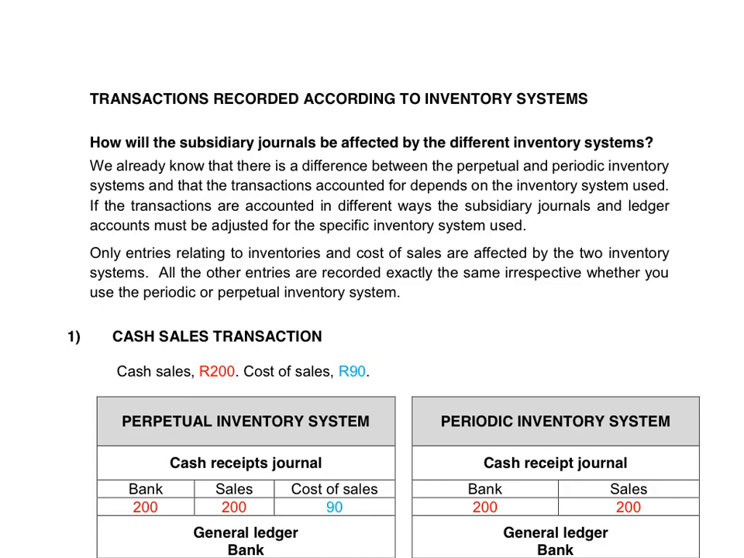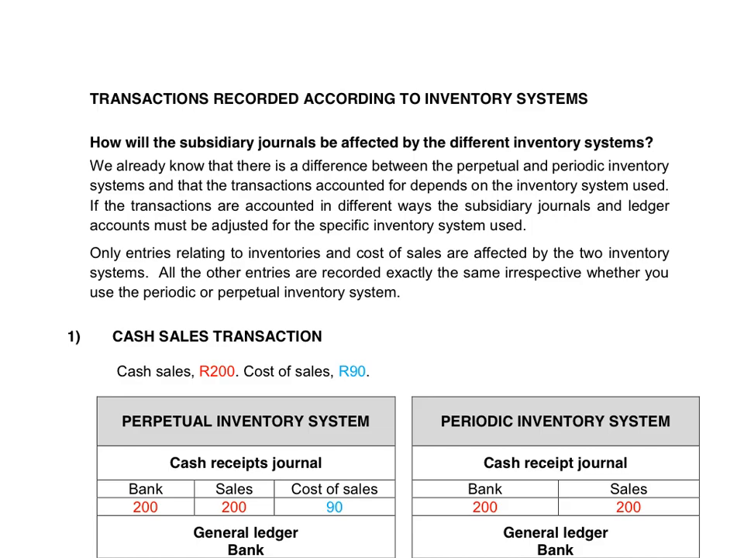Good morning. We will pay attention to the transactions recorded according to the two different inventory systems. When we record entries according to the perpetual system, we will use the inventory account during the year and the cost of sales account every time goods are sold or returned by debtors.